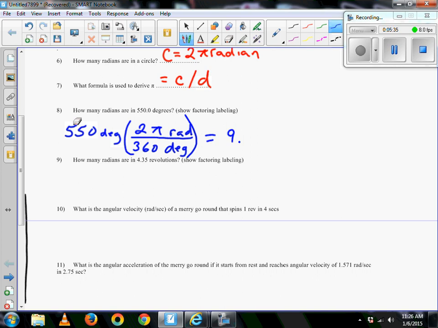And that is 9 point. Oh. Great job, George and Zach.